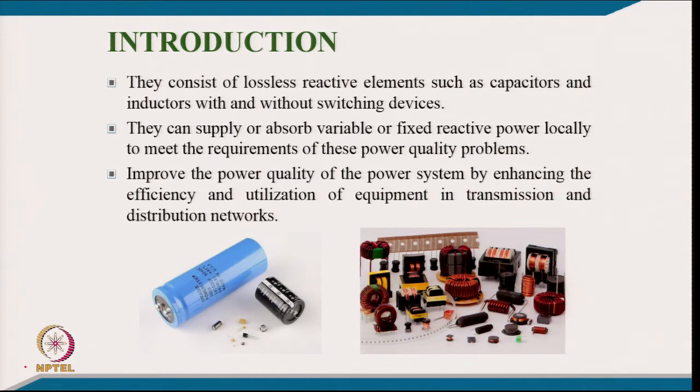To introduce, passive compensators consist of lossless reactive elements such as capacitors and inductors, with and without switching devices, and they can supply or absorb variable or fixed reactive power locally to meet the requirements of these power quality problems and improve the power quality of the power system by enhancing the efficiency and utilization of equipment in transmission and distribution networks. As shown in the photo here, this consists of different inductors, reactors, as well as AC capacitors, because it is an AC network.